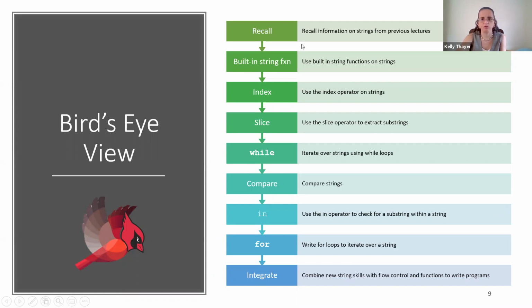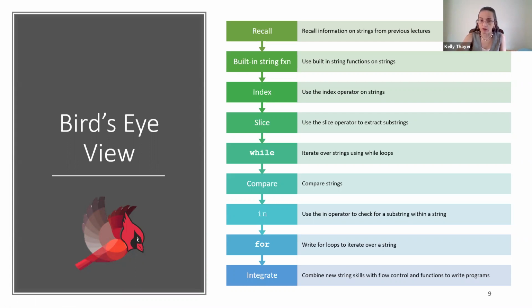First, we're going to begin with recalling information on strings from the previous lectures. We'll talk about some built-in string functions that you can use to process the strings. We will talk about the index operator, which is a pointer going over the strings, and then related to that is the slice operator, which can pull out a piece of the string, can slice out a chunk. While can be used to iterate over strings using while loops based on what we talked about last week. This will be an extension of that.